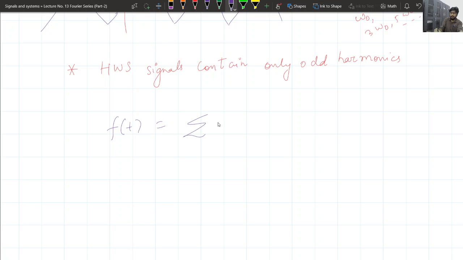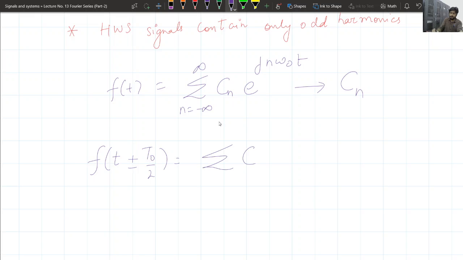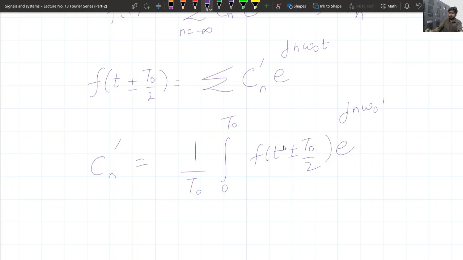You can see how, suppose f t signal is represented in terms of Fourier summation. Then we can see its Fourier series coefficient is given as Cn. Suppose we want to write the Fourier series summation of f of t plus minus t naught by 2. Let's say it is given as c dash n e to the power j n omega naught t. Now, in that case, c dash n can be written as integral of f of t plus minus t naught by 2 e to the power j n omega naught t dt.